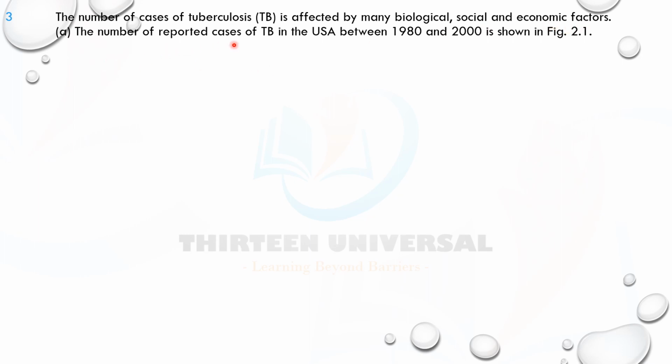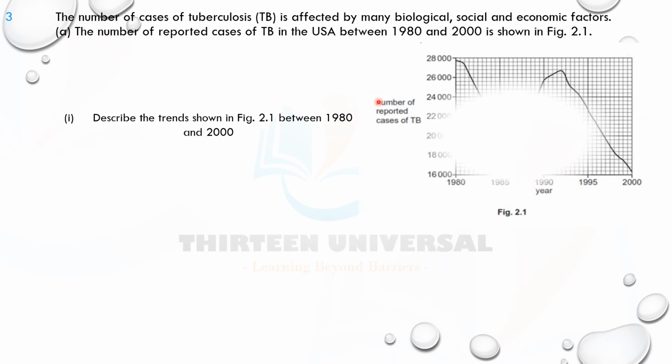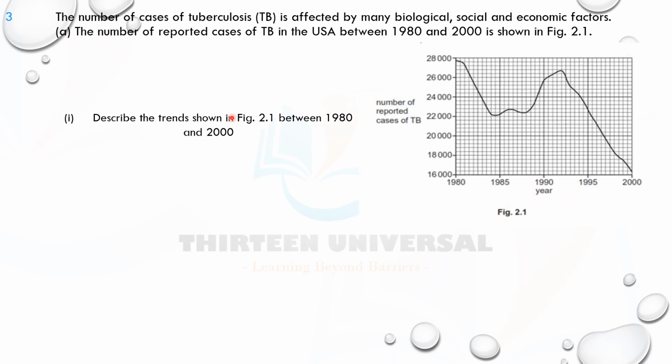The number of reported cases of TB in the USA between 1980 and 2000 is shown in Fig 2.1. Describe the trend shown in Fig 2.1 between 1980 and 2000. Can you see the general trend? Pause the video and try it. They say describe. That's the cheapest question in biology, describing graphs. Show us the pattern.